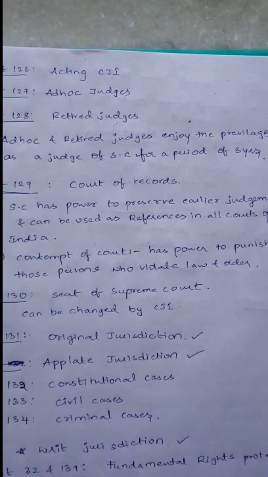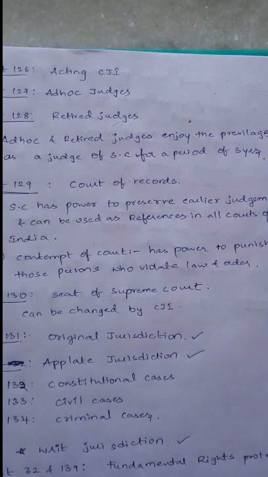Article 130 deals with the seat of the Supreme Court. Seat of the Supreme Court means where the Supreme Court is situated. Currently it is at Delhi, but the Chief Justice of India can, if he wants to change its location, change it with the consent of the President.